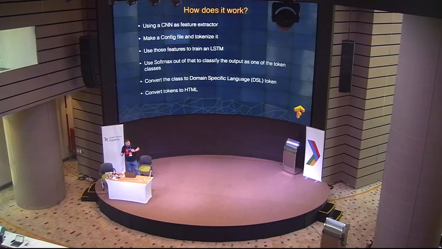And then we're going to use those features and feed them into an LSTM, which itself is going to turn this into a classification, predicting the most appropriate next token based on what I've seen so far, from the image and from the other tokens I've seen. One of the big things is that we convert these classifications into a domain-specific language. I'm going to show you some code in a bit, and we'll go through it. Then we take those tokens and compile them or convert them into raw HTML.